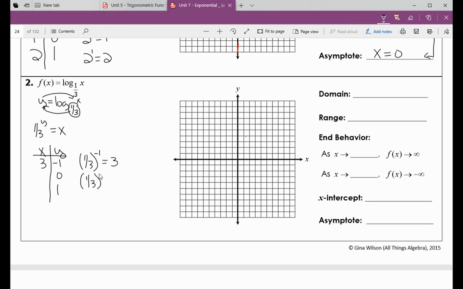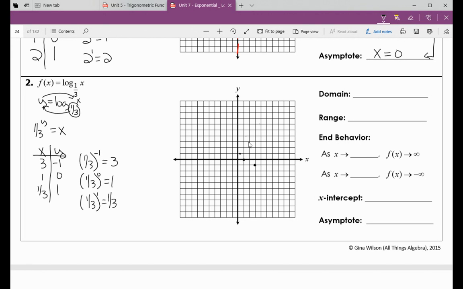Anything to the 0 power is equal to 1. And 1/3 to the first power stays 1/3. Okay, so I am going to graph these points. That would be the point (3, -1). That would be the point (1, 0). And that would be the point (1/3, 1).